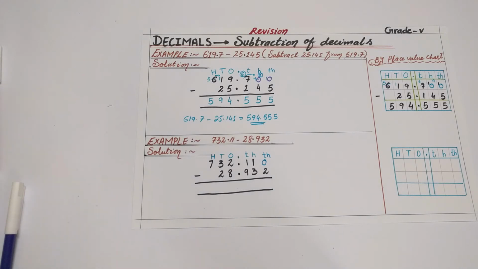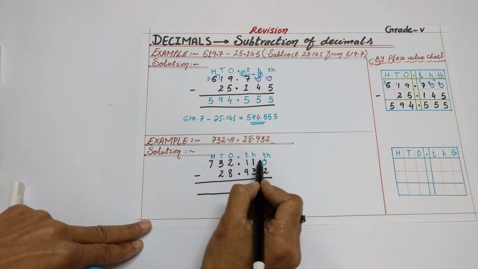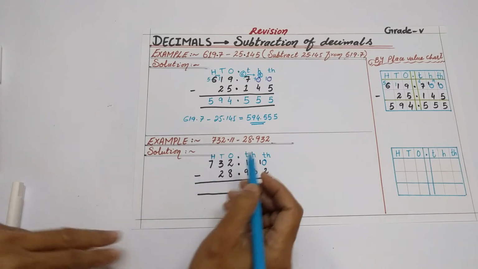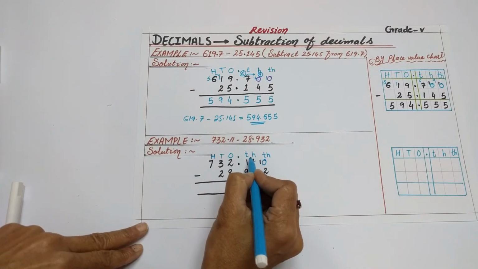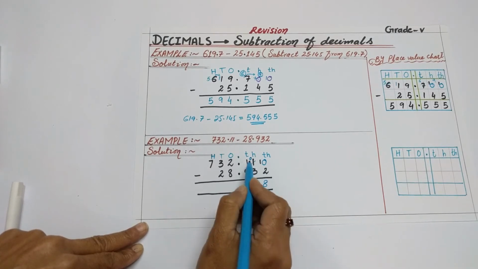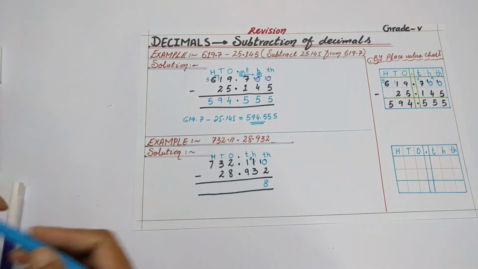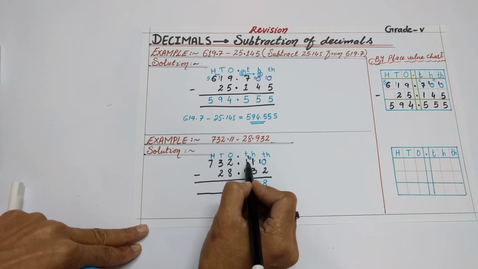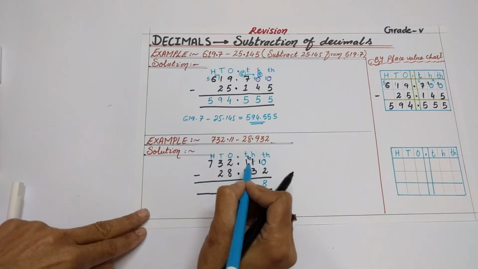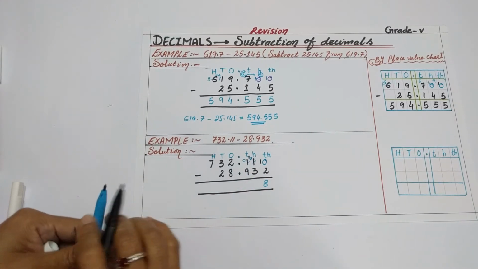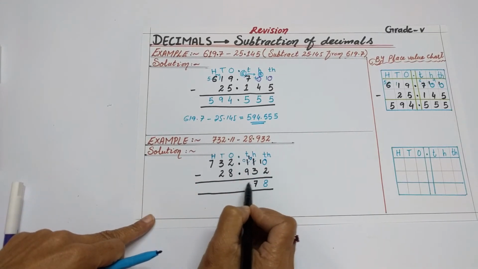Let's start the subtraction. 0 minus 2 is impossible. So take the borrow from 1. When 1 will give the borrow to 0, then 100 place will be 0. So 10 minus 2 is equal to 8. 0 minus 3 is again impossible, because 0 is less than 3. So this 10th place 1 will give the borrow to 10, and this will become 0. So 10 minus 3 is equal to 7.